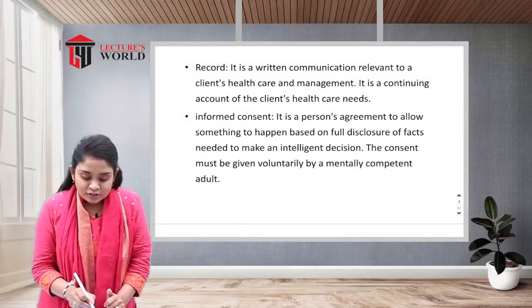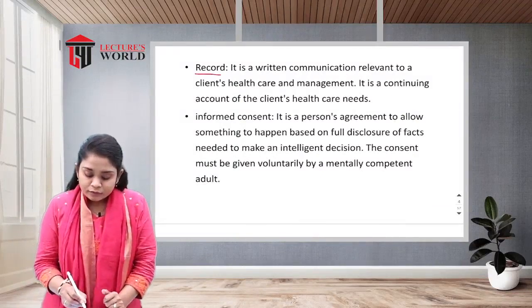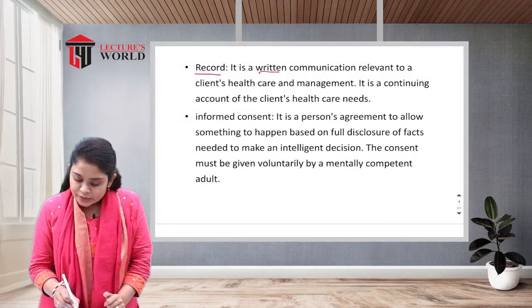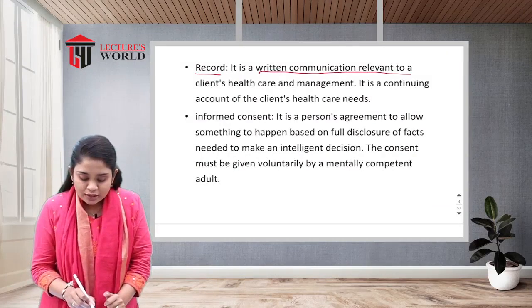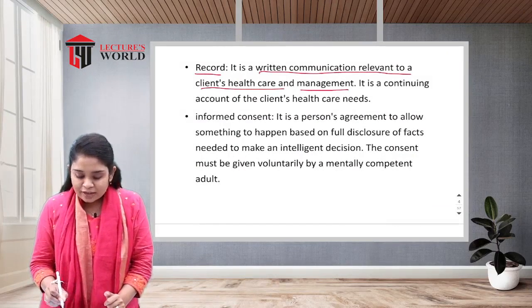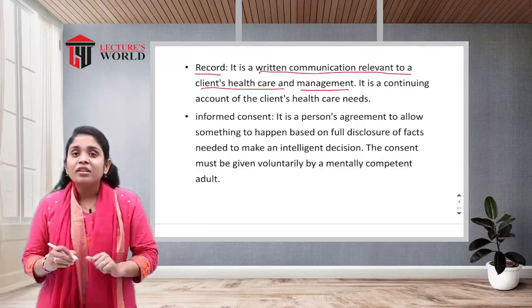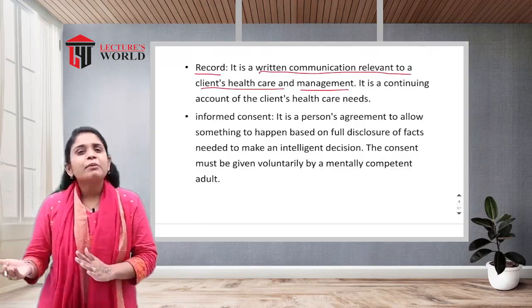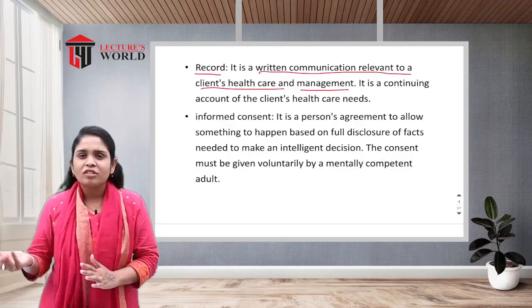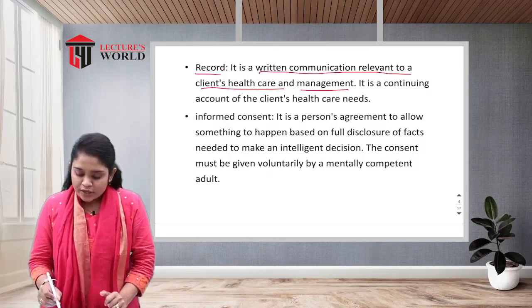Then, what is the meaning of the record? So what is a record? It is a written communication relevant to a client's health care and management. A record means it is a permanent written thing on paper which will be related to the patient care also or the nursing services also.